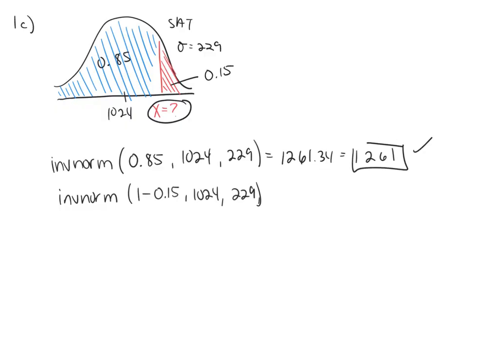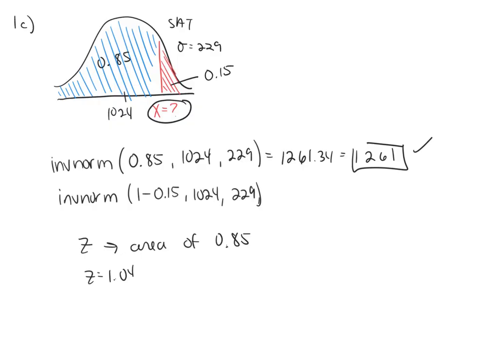All right, if you're not using the graphing calculator, then what you need to do is figure out the z-score that corresponds to an area of 0.85. So we would need to go to the z-table and figure out what that z-score is. Going to the table, we see that a z-score of 1.04 corresponds to an area of 0.85.